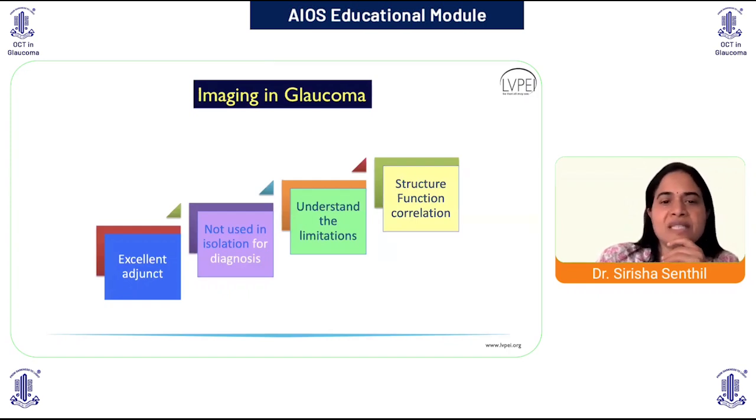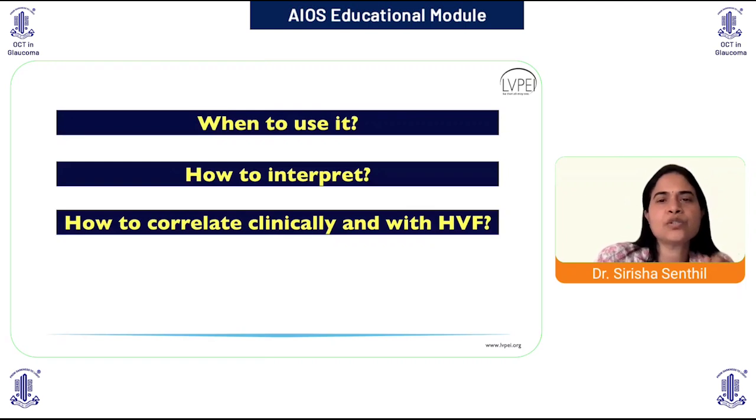So OCT is an excellent adjunct. You should not use it in isolation for diagnosis. Always understand that they need to correlate clinically, understand its limitations, and when in doubt or when you're not able to correlate, always repeat the test. So I think this summarizes it: when to use it, how to interpret it, and how to correlate clinically as well as with visual fields is very, very important before we use this device to our advantage and to help our patients in the clinics.